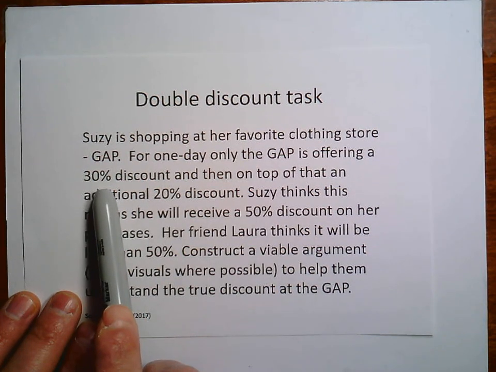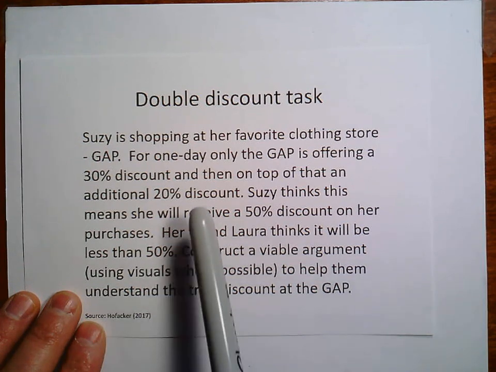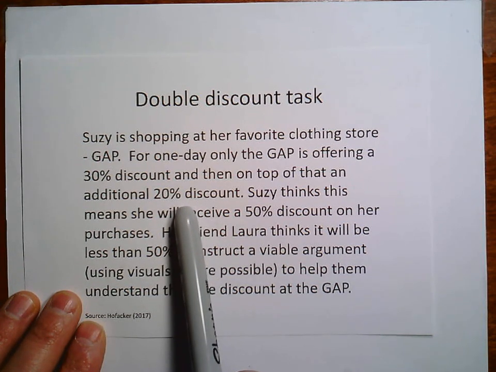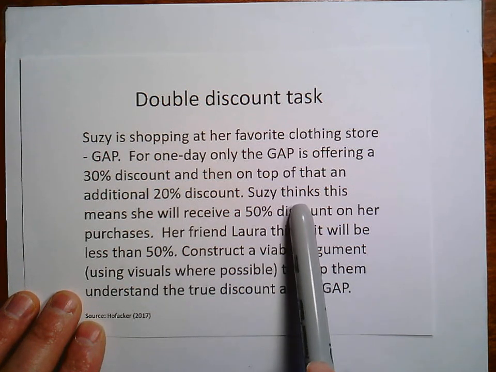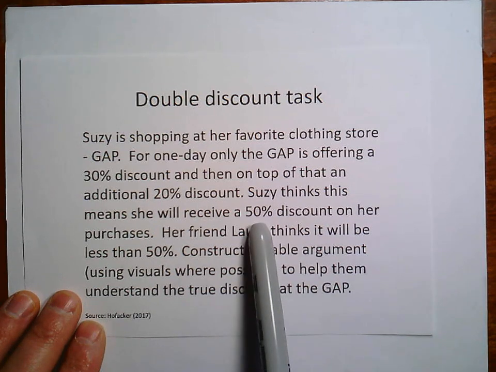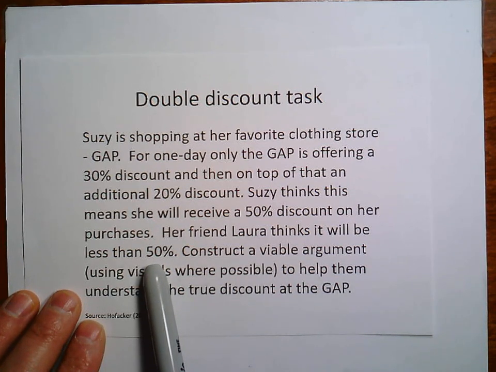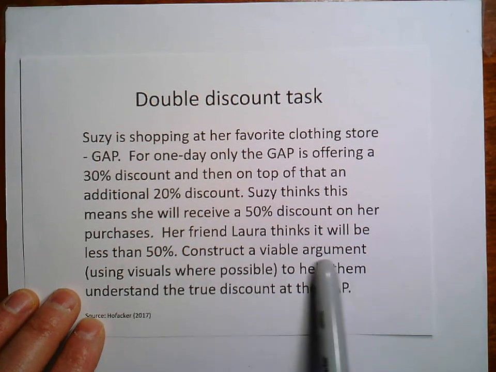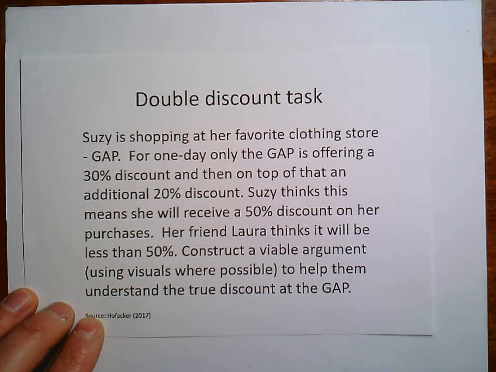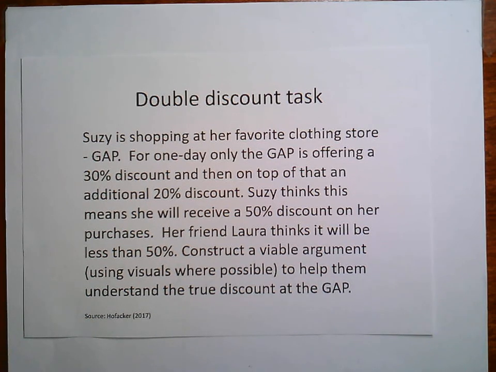a 30% discount, and then on top of that, an additional 20%. So Susie says, oh, this is great, I'm going to get a 50% discount. But her friend Laura says, wait a minute, this is going to be less than 50%. So let's come up with an argument here that determines which one of those is correct.